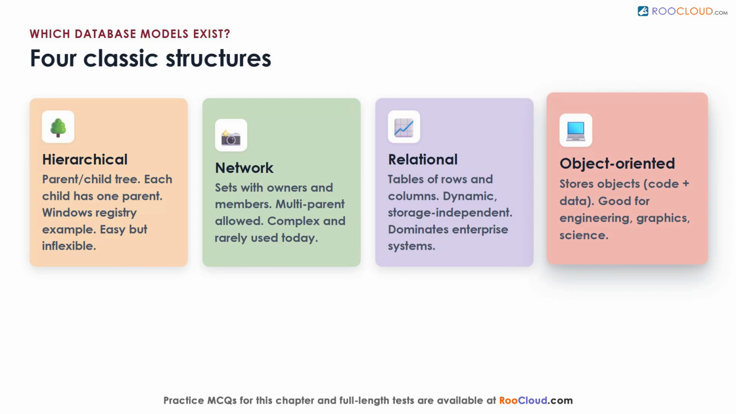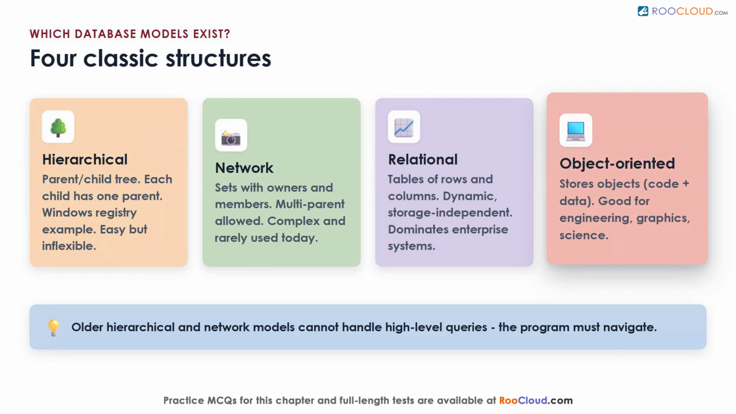Next is the network model. Its building block is called a set, with owners and members. A record can belong to more than one owner. That flexibility makes these structures complex and hard to repair. It is rarely used today. And both these older models cannot handle high-level queries. The program itself must navigate the data.